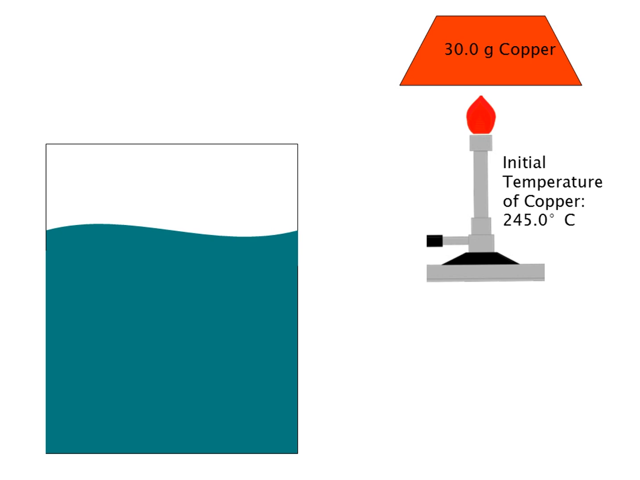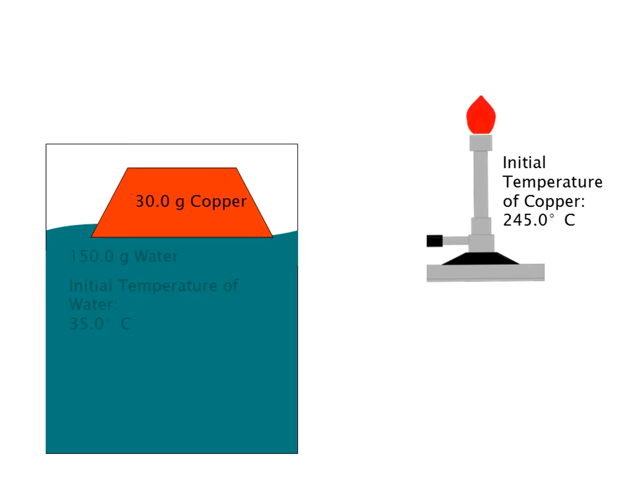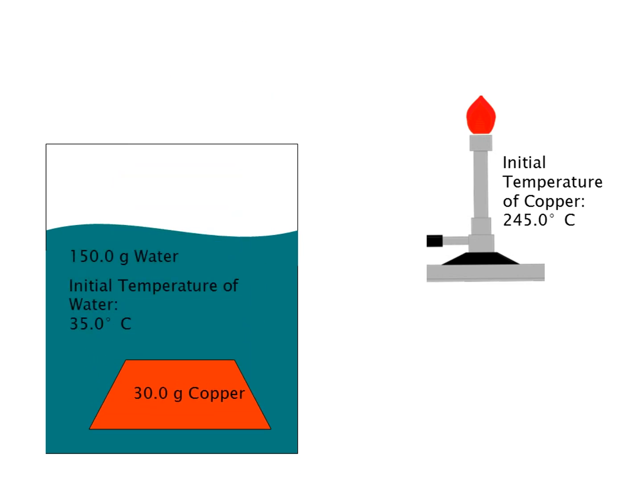So it's giving us that a sample of 30.0 grams of copper is initially heated at a temperature of 245.0 degrees Celsius. It is then placed in 150.0 grams of water, and this water has an initial temperature of 35.0 degrees Celsius. And what we're trying to find is the final temperature of both water and copper. And in this case, the final temperature of water and copper is the same.